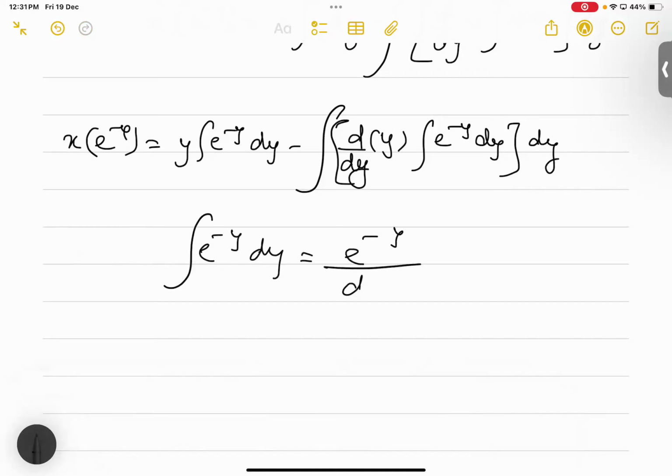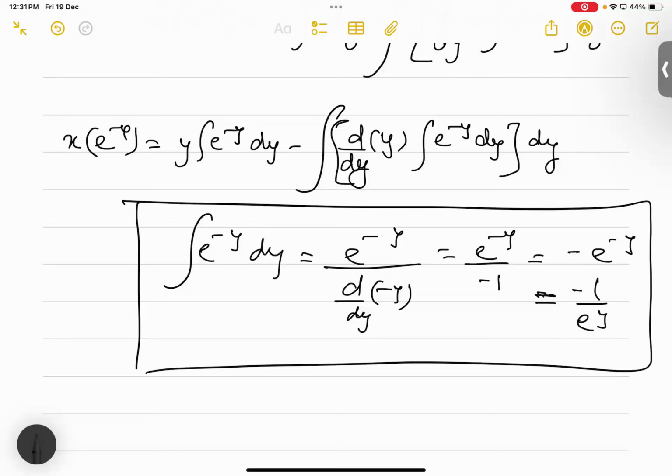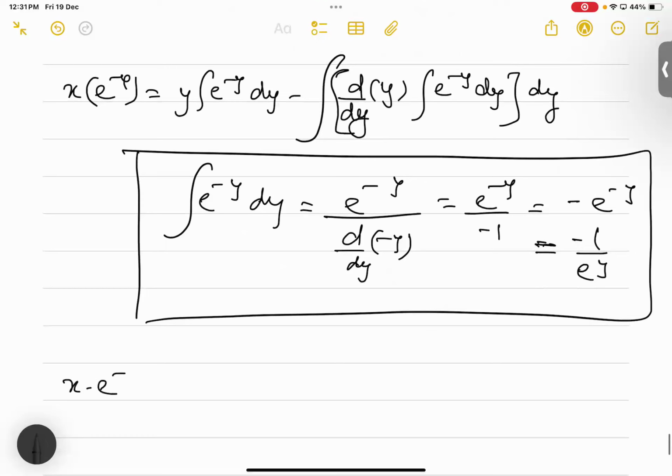to minus y upon dy of y, chain rule. Okay, so minus e raised to minus y, clear, which is minus 1 upon e raised to y. Did you understand? So again and again we are not going to write this in the step. एक ही बार करके लेते हैं, ये 2-3 बार अपीयर होगा. Integration of e raised to minus y is minus 1 upon e raised to y.